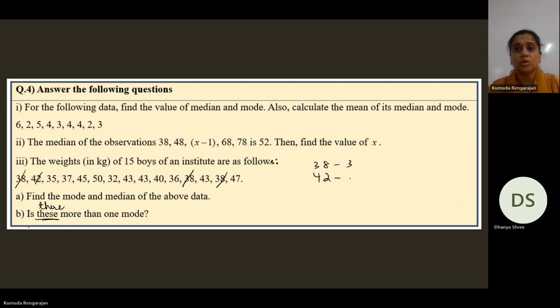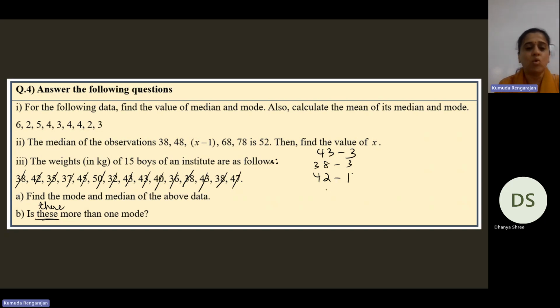42 only once. 35 also only once, so we leave that. 37 only once, leave it. 45 only once. Then 50, once. 32. 43, 3 times. 40 once, 36. We'll leave the others. So the observation 43 repeats 3 times and 38 also repeats 3 times.